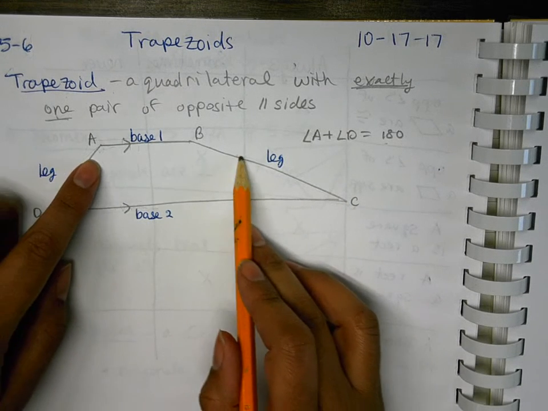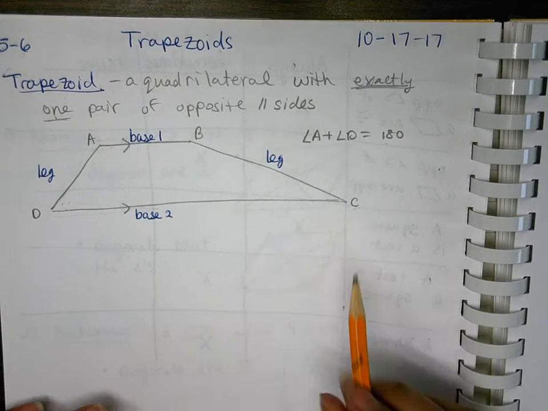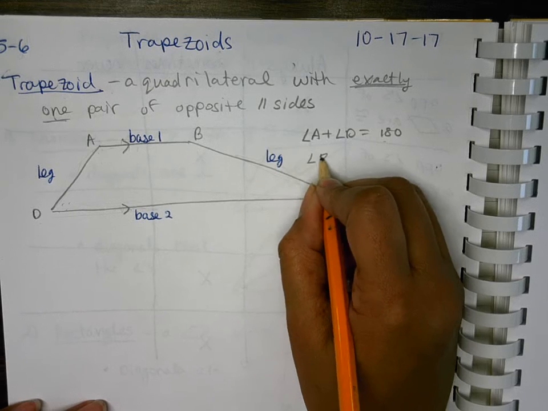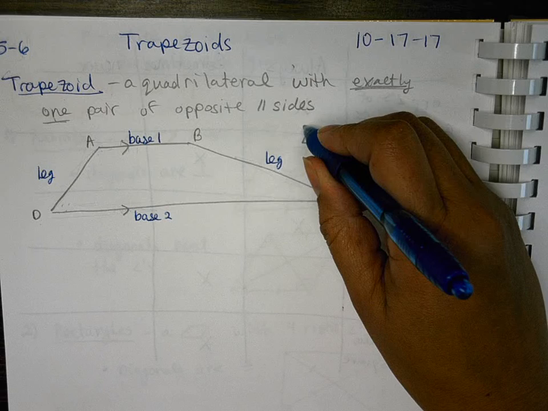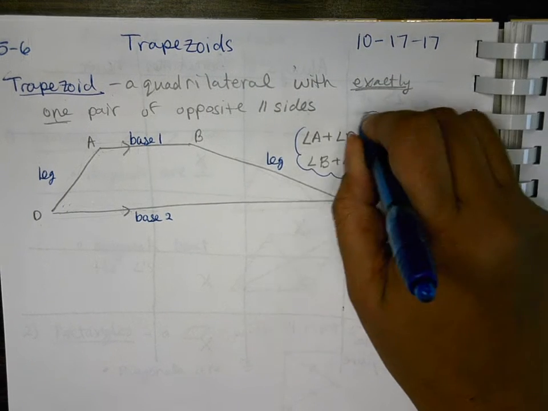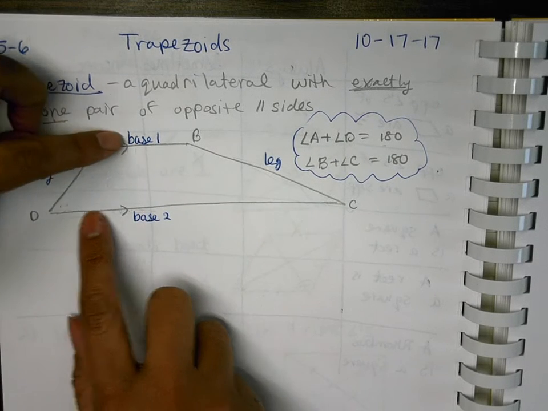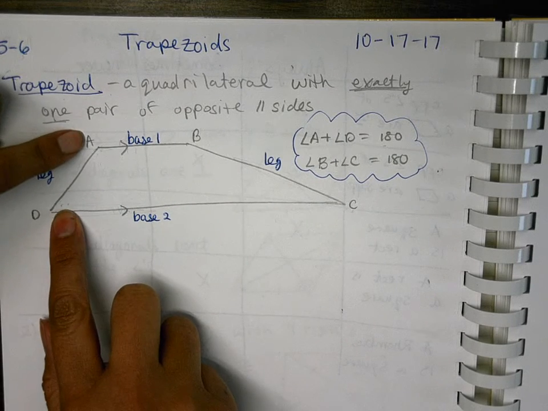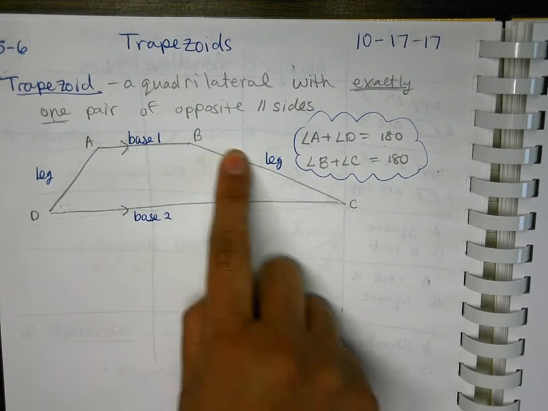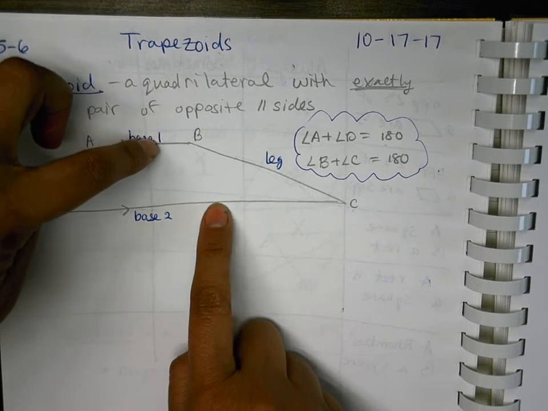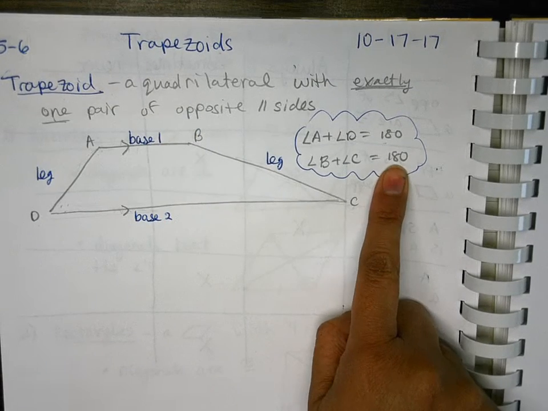Are those arms parallel? No. So are D and C supplementary? No, but C does have a supplementary. B plus C equals 180. Why? Because when you make your C shape for those angles, the arms of your C are parallel. A and D, there's your arms. Same side interior angles are supplementary. B and C, when you make your slanted C, the arms of your C are parallel. Same side interior angles are supplementary.